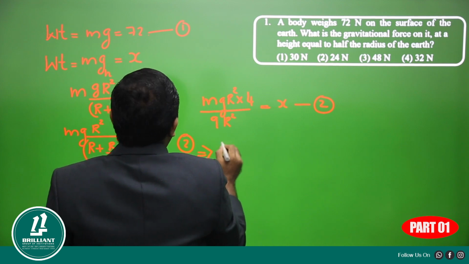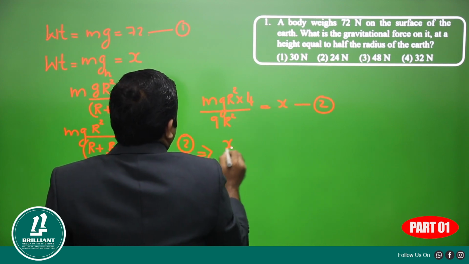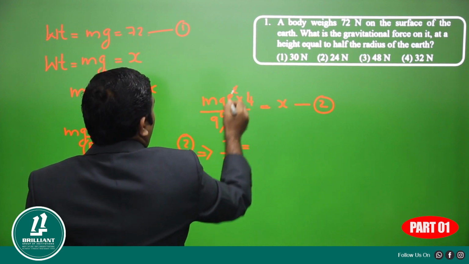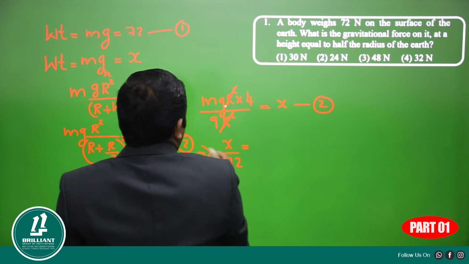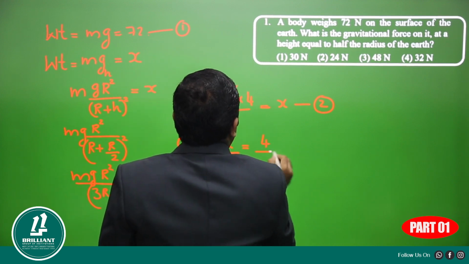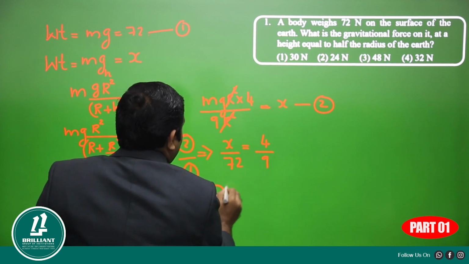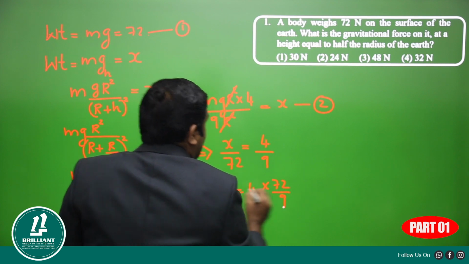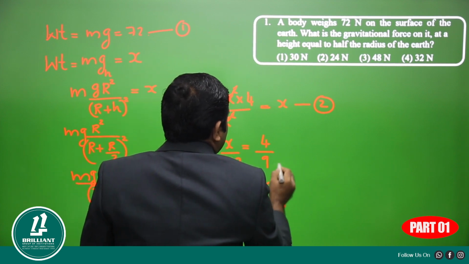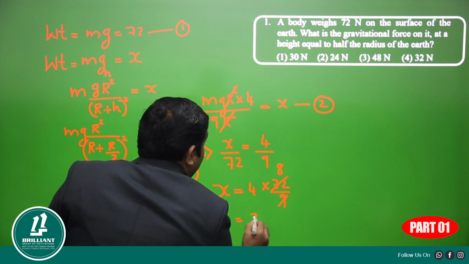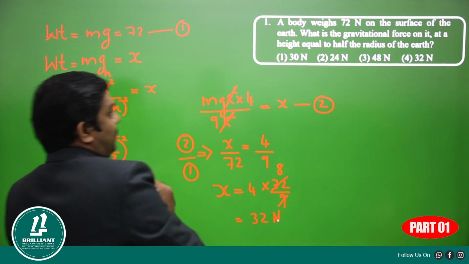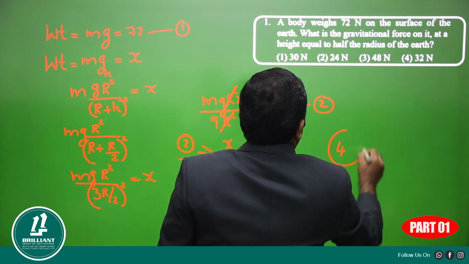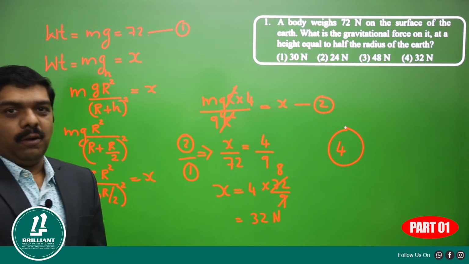So now, taking the right side, x by 72 is equal to, look, R squared already cancelled, mg also cancels, so 4 by 9 is there. Then x is equal to 4 into 72 by 9. 72 by 9 is 8, so 4 into 8 is 32 Newton. 32 Newton means the right option is 4. Option 4 is the right option.